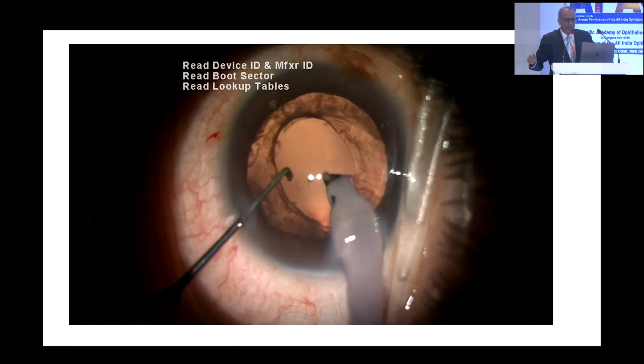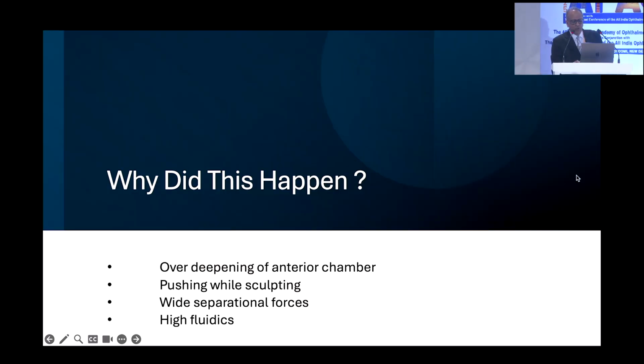So here, glued IOL and everything which Dr. Amar said would have been feasible, but I would like to show what you can do to avoid such a situation. So why did this happen? Because there was over deepening of the anterior chamber, there was pushing while sculpting, and there were wide separational forces. The high fluidics were the deterring factor which created a situation in which everything went topsy-turvy.